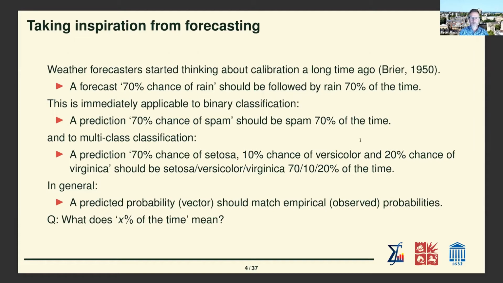Okay, so the key phrase here is X% of the time. How do we operationalize that? Because of course, if I have one forecast from the weather forecaster and he or she says 70% chance of rain, and then it actually rains, should he have said 100% chance of rain? Or if it doesn't rain, should he have said 0% chance of rain? So it's clear that we can't really say that when we only have single forecasts.